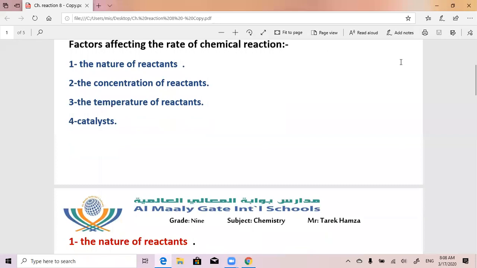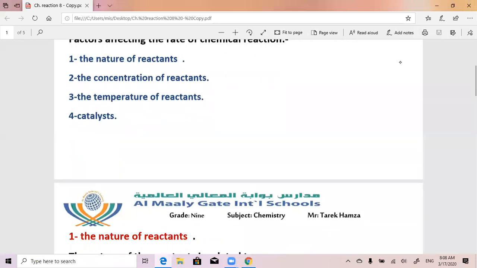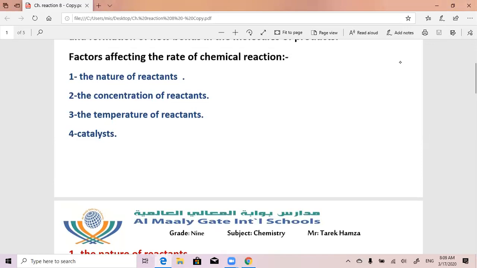For catalyst في بعض التفاعلات need another substance to initiate and accelerate the chemical reaction. So this substance is called catalyst. Catalyst means a substance used in chemical reaction to initiate or accelerate the chemical reaction. Okay. There are 4 factors affecting the chemical reaction.